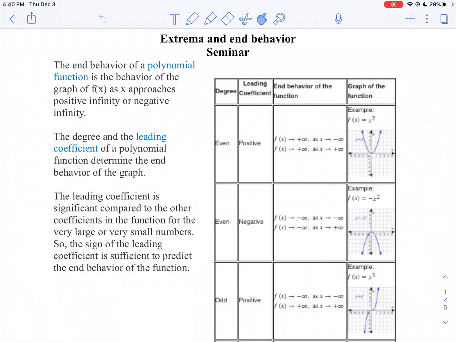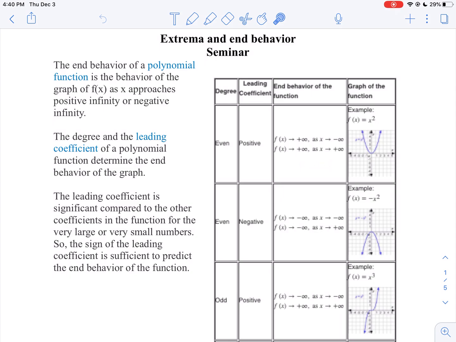Hello, in this lesson I want you to identify the end behavior of graphs, and I want you to identify extrema of functions. Some vocabulary you're going to come across are end behavior, relative maximum, relative minimum, turning point, and extrema. We'll start here. The end behavior of a function is what happens as x gets really, really big or x gets really, really negative.